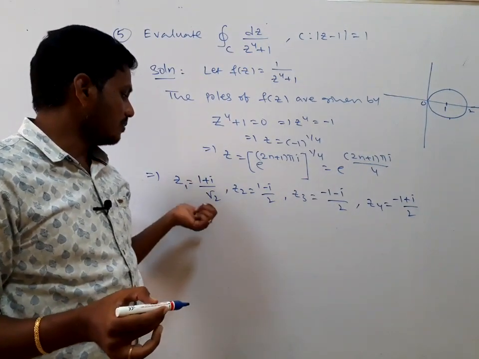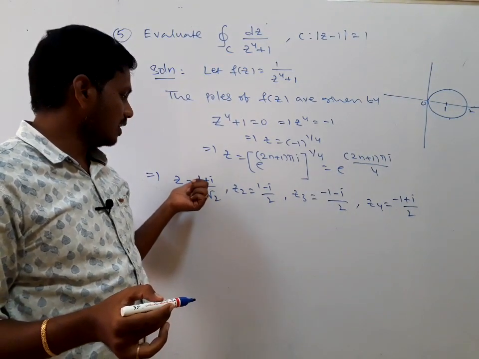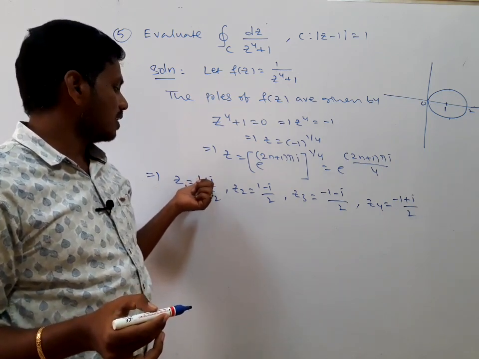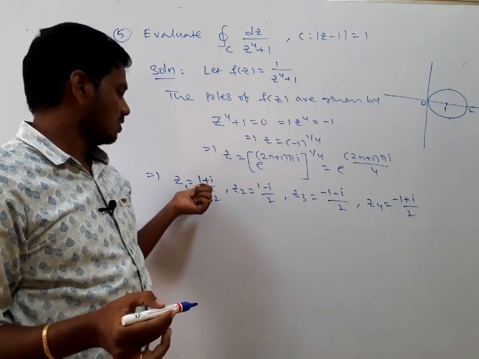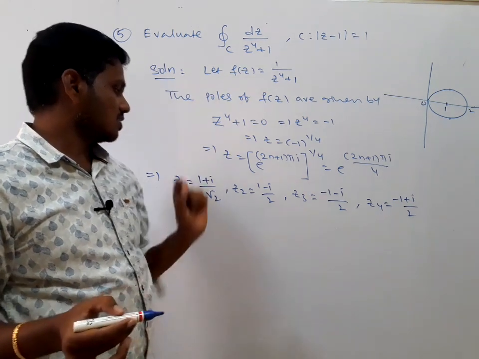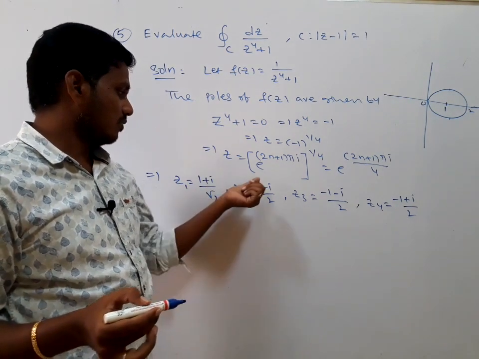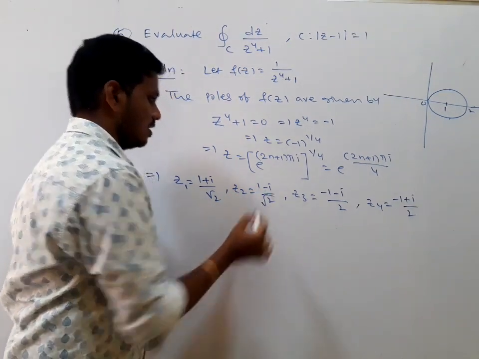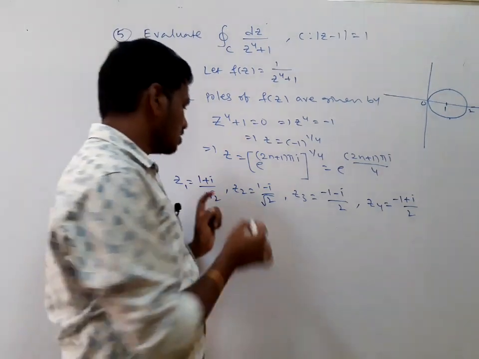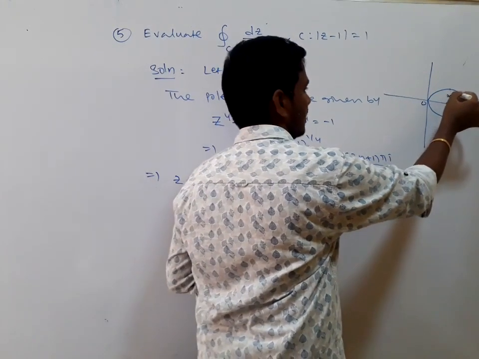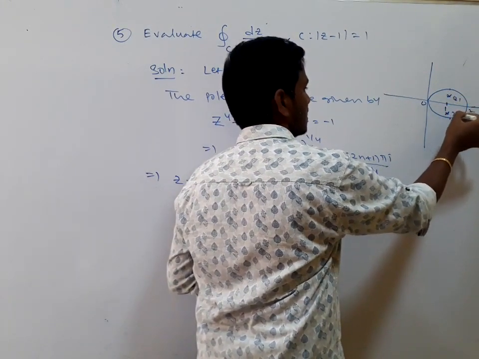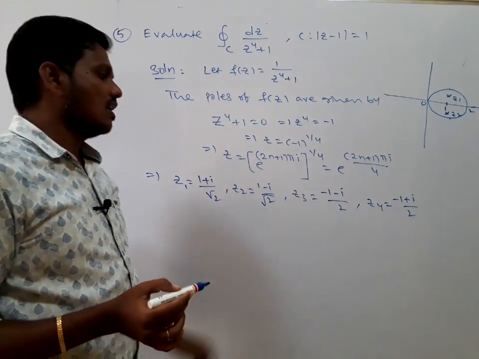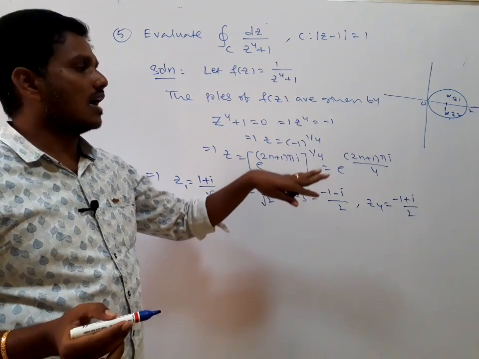See, for 1 plus i by root 2, the x coordinate is positive, in the first quadrant. For 1 minus i by root 2, x is positive and y is negative. These two points, z1 and z2, lie inside the circle, and z3 and z4 lie outside the circle.